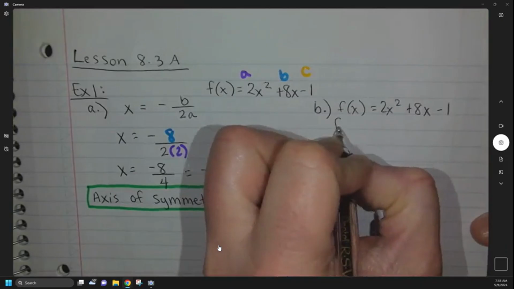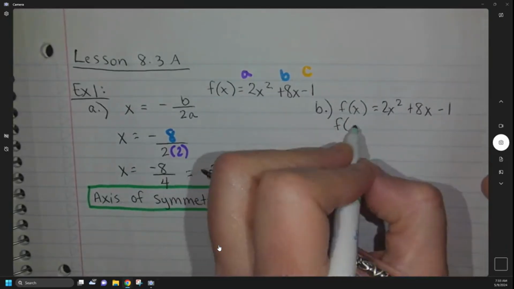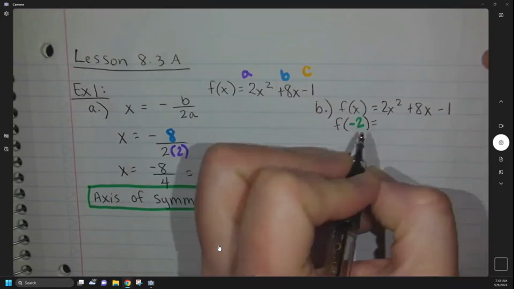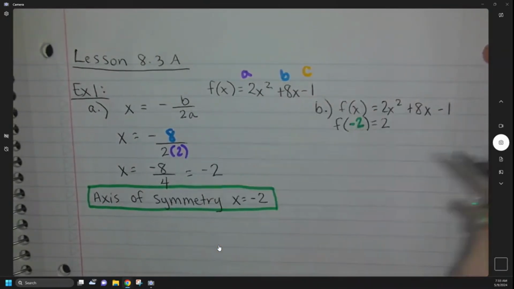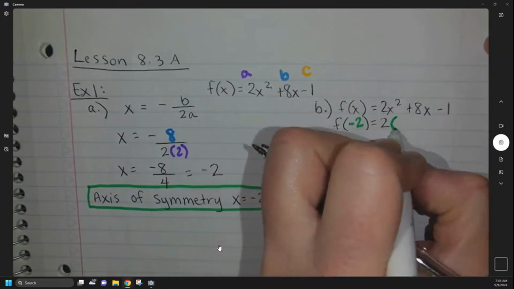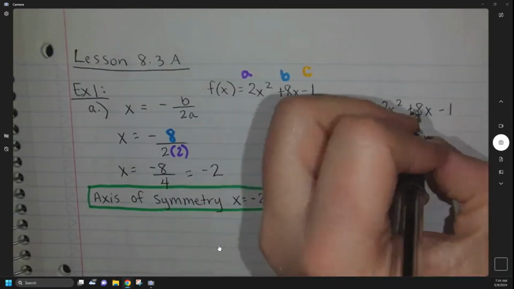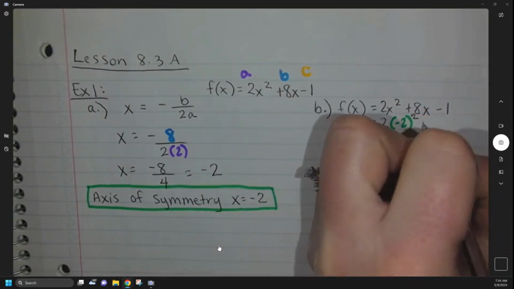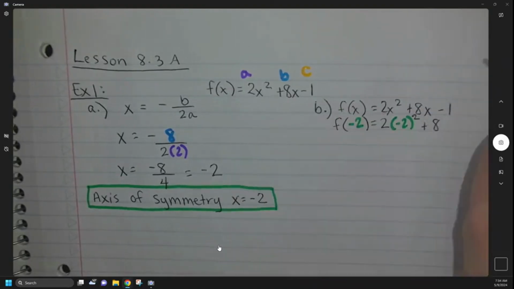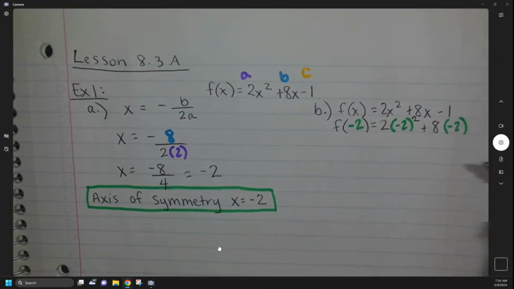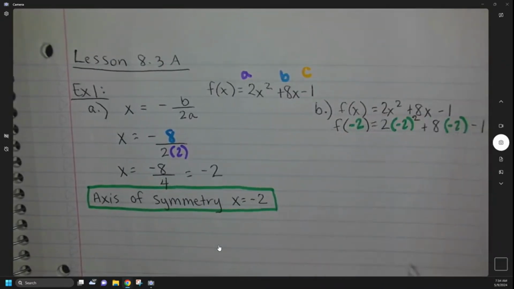So I've got f of negative 2 equals 2 times -2 squared plus 8 times -2 minus that 1.